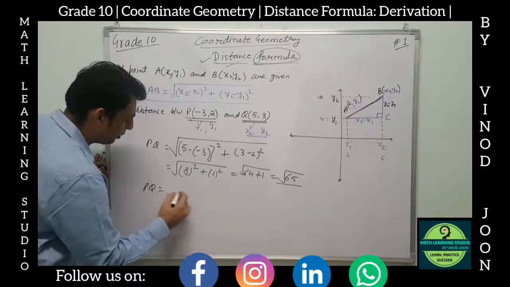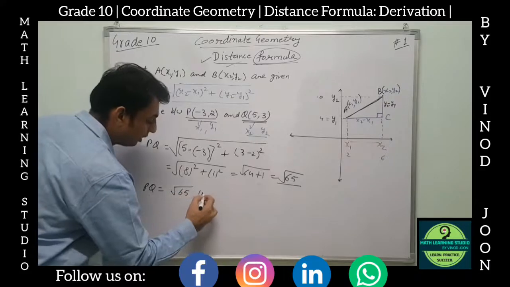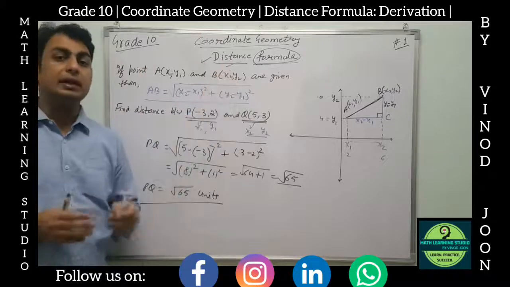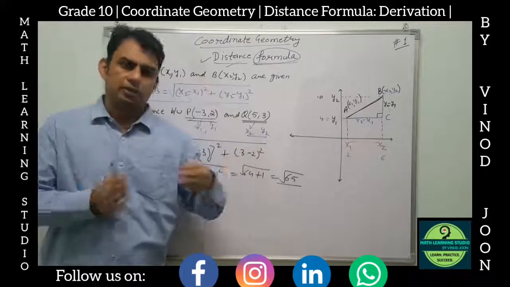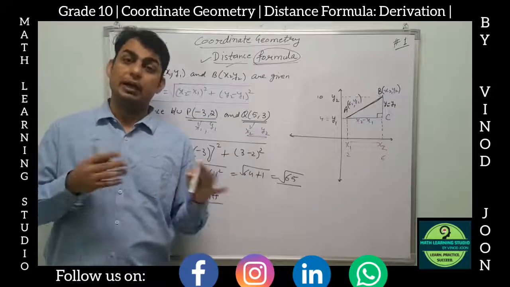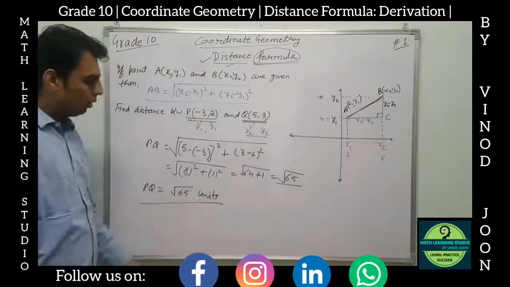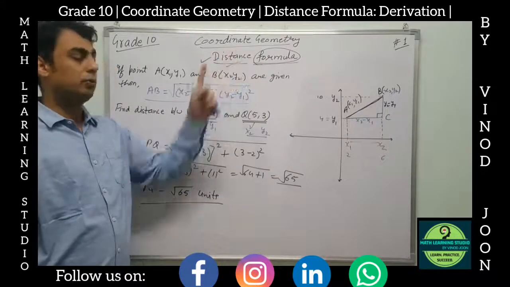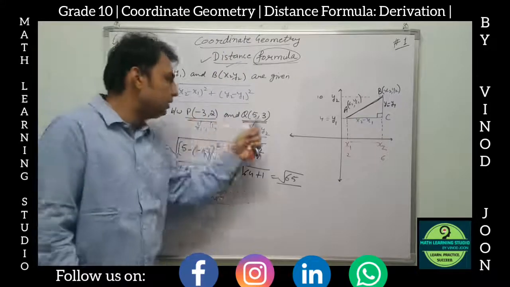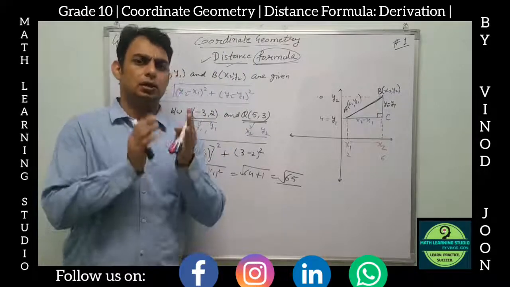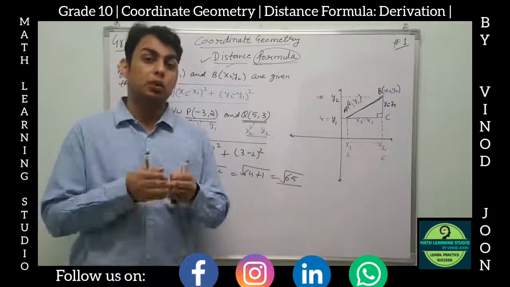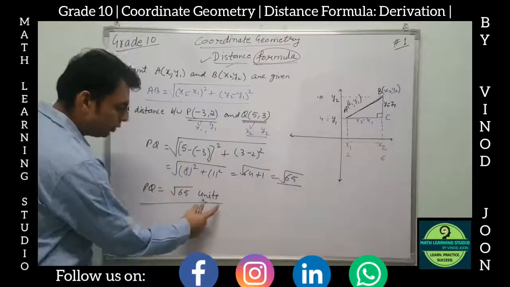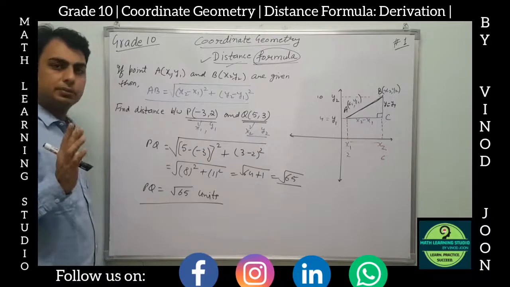So the distance PQ becomes square root 65, and don't forget to put the units. Why units? Because it is distance, and distance must be in some units. It may be in centimeter, kilometer, millimeter, miles, whatever, but it must have some units. Now we do not use fixed units like centimeter or kilometer because we are discussing the coordinate geometry distance formula. We do not know what these points are showing. Are these the coordinates of two cities? Are these the coordinates of two objects kept in a room? So we do not know actually what unit we should use. So we just simply write units.